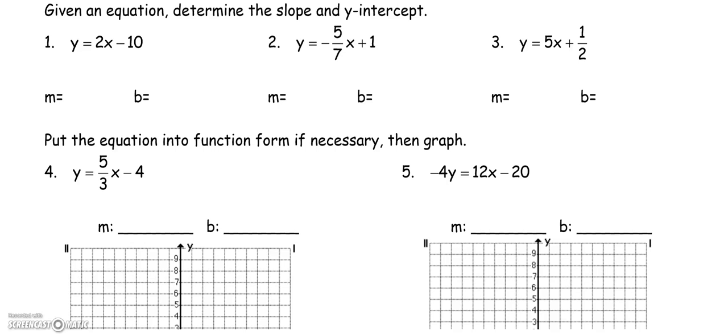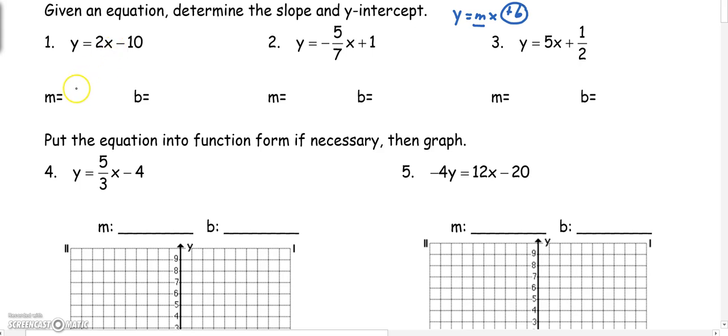This video is to review graphing from slope-intercept form, writing an equation in slope-intercept form, and finding the slope of parallel lines. So, given an equation, determine the slope and the y-intercept. Remember, any equation in slope-intercept form is y equals mx plus b. M is your slope, which is going to be in front of the variable, and b is your y-intercept, which is going to be the constant.